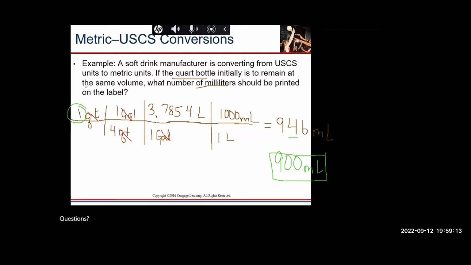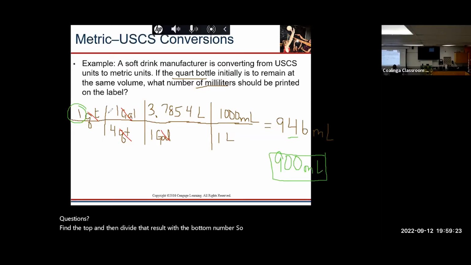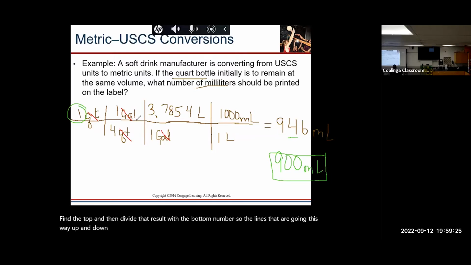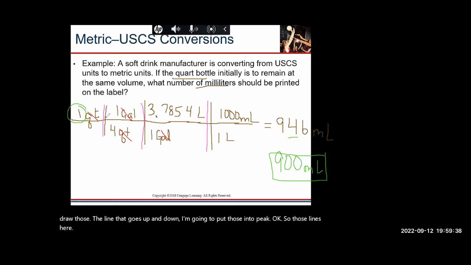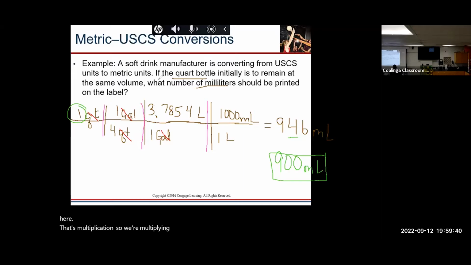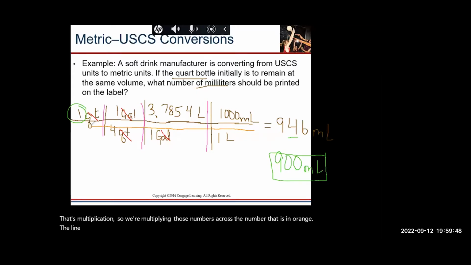I'm still kind of confused a little. So we multiply the top and then divide that result with the bottom numbers. So the lines that are going up and down, that means multiplication. I'm going to put those in pink. So those lines, that's multiplication. So we're multiplying those numbers across. The number that is in orange, that means division, right?